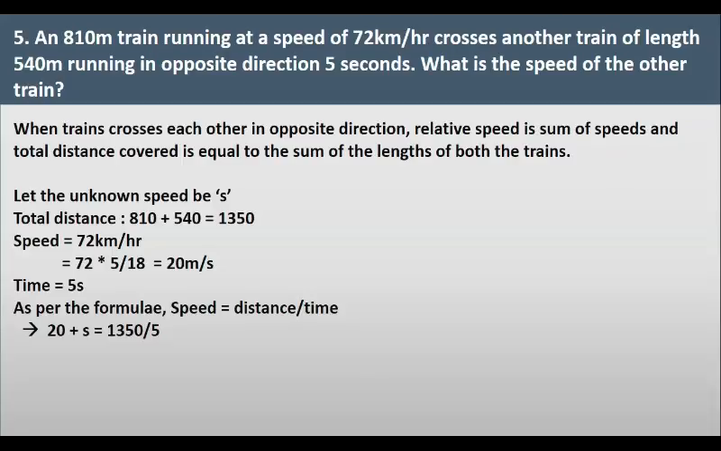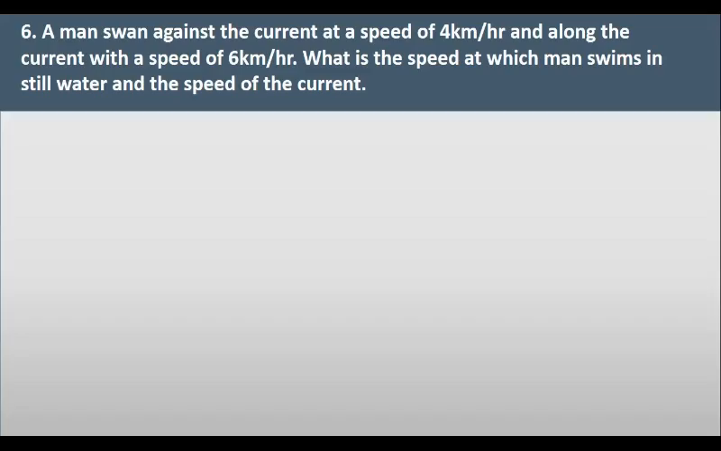1350 divided by 5 gives us 27, and moving 20 to the other side, we get S is equal to 27 minus 20, which finally simplifies to 7 meters per second. Hence we can say that the speed of the train running in the opposite direction is 7 meters per second. Let us look at another problem.